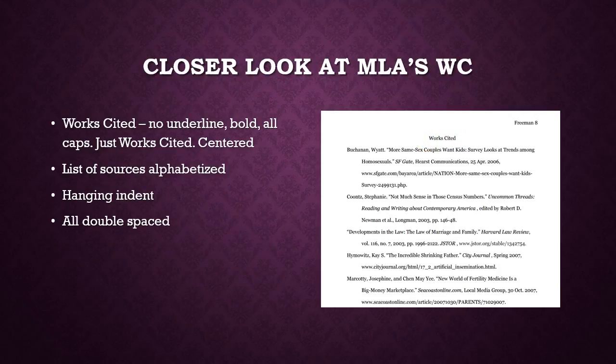So let's take a closer look at the works cited page here. First, notice this works cited goes at the top of the page. There's no underline, bold, it's not all caps. It just says works cited, and it is centered on the page. And then the sources, each entry, these should be in alphabetical order. So B, C, D, H, M. These should be alphabetized. Notice the hanging indent.